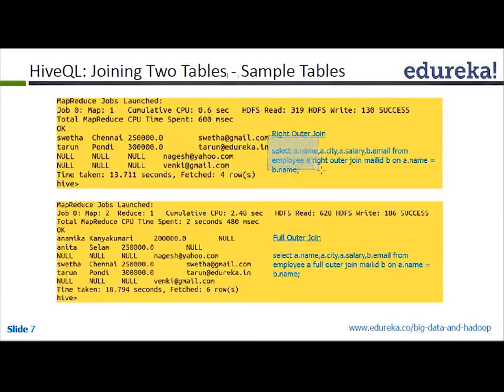Similarly, you can do a right outer join. In the case of a right outer join, all the records of the second table, that is mail ID, would be coming, and on the first table, if there are no values, you will see nulls coming in. And if you do a full outer join, you will see that all the records from both the data sets will come. Wherever it is not present on the other side, you will see nulls.